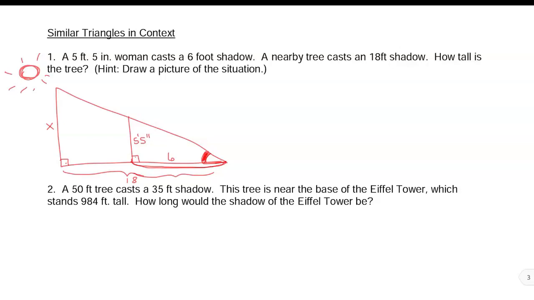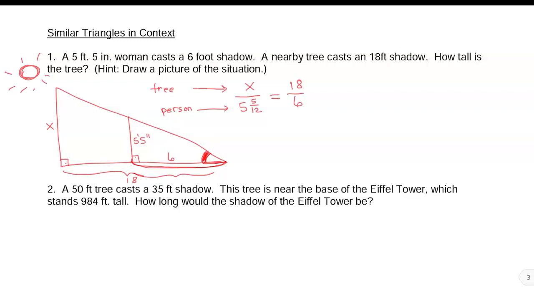So we're just going to set up a proportion for these similar triangles. Let's go with the height of the tree over the height of the person. 5 foot 5 inches is the same as 5 and 5 twelfths of a foot, equals the tree's shadow over her shadow. Notice on the top of the fractions, I put the tree's information: the height of the tree and the shadow of the tree. And on the bottom, I put the information about the person: the person's height and the length of the person's shadow.